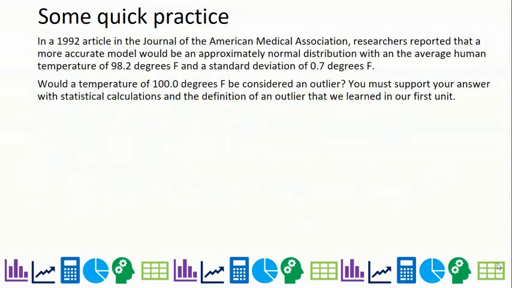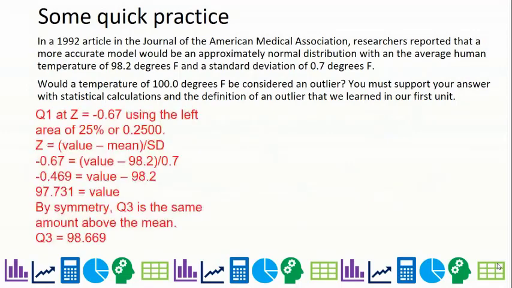Would a temperature of 100 degrees Fahrenheit be considered an outlier? Yes, you are still expected to calculate if things are outliers. All right. You got Q1 is negative 0.67. Q3 is positive 0.67. I go find my value for Q1 by substituting negative 0.67. I know my mean and I know my standard deviation, so I can find the value.